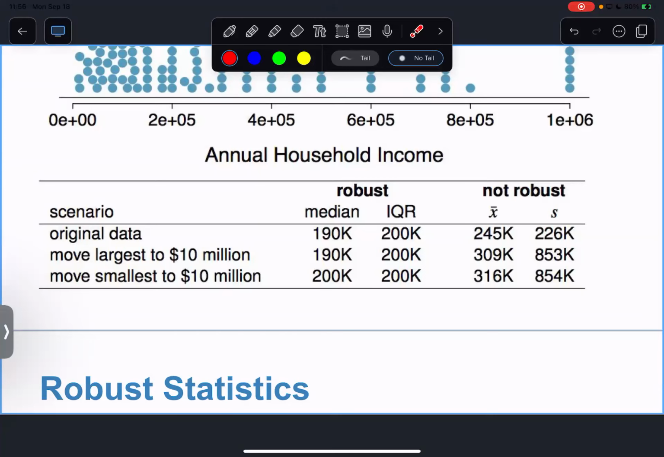The thing is, the mean and the median are used in different scenarios, right? So if you have skewed data, then you should be using the median and the interquartile range as your measures of center and spread, right? And so if your data is skewed, then you use the median and the interquartile range.